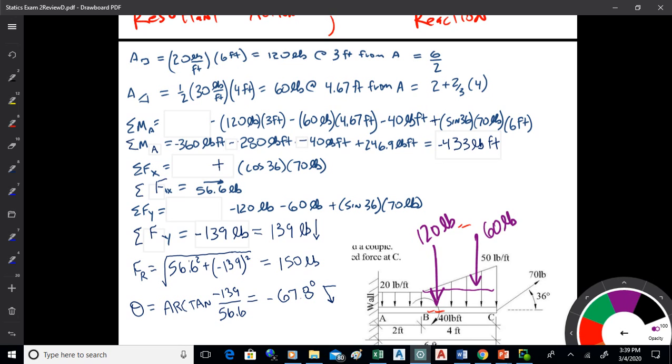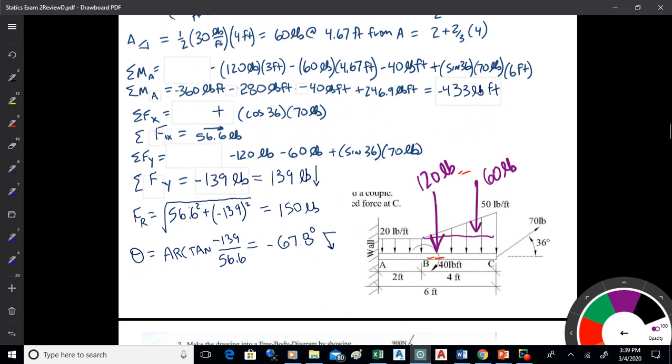So once I've got that, I'm going to sum the moment about A. The 120 and the 60 are both going clockwise about A. So here I'm not finding reactions. I'm not putting in a reactive moment at A. I'm just finding the forces, so I'm just summing them up. 120 times 3 is negative. 60 times 4.67 is negative. They're both negative because they're both clockwise. I've got a couple on there.